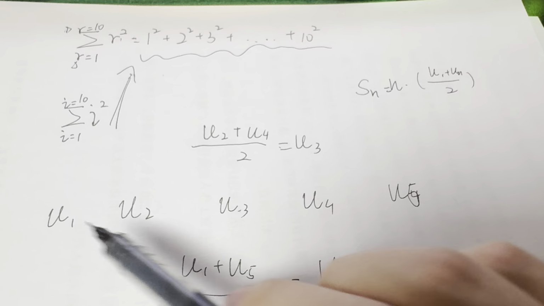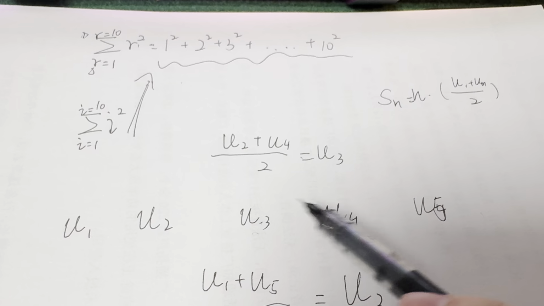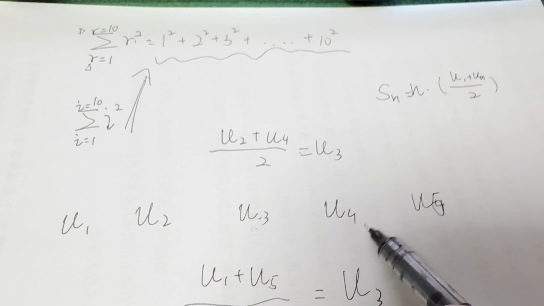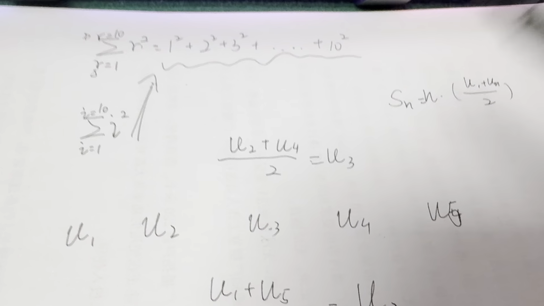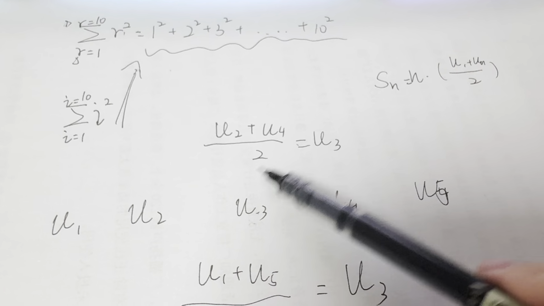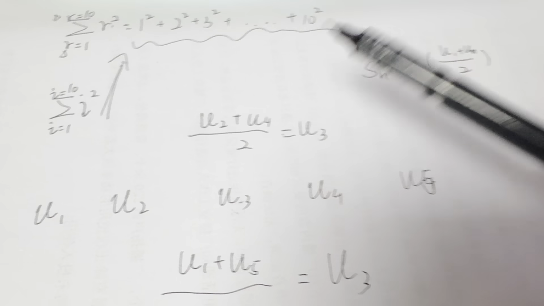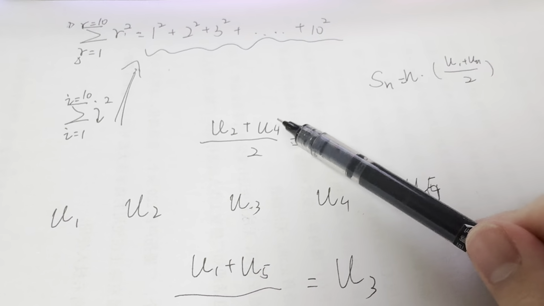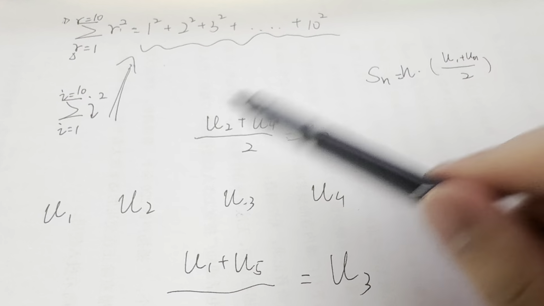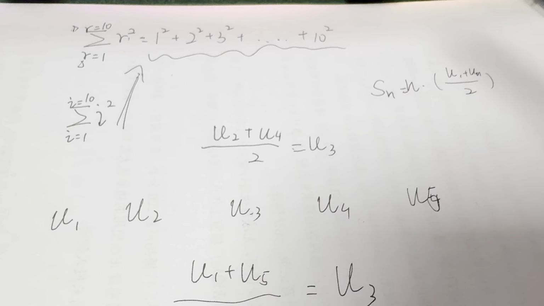Because in this case, U1 and U5 will give U3, but with U1 and U6 we will get something between 3 and 4, which we can call U3.5. But you see here, U2 and U4 divided by 2, we can also get U3. So we have two ways to get U3. So if we know the second term and the term before the last one, we can add these two together, divide by 2, then we get U3 and use U3 times n.